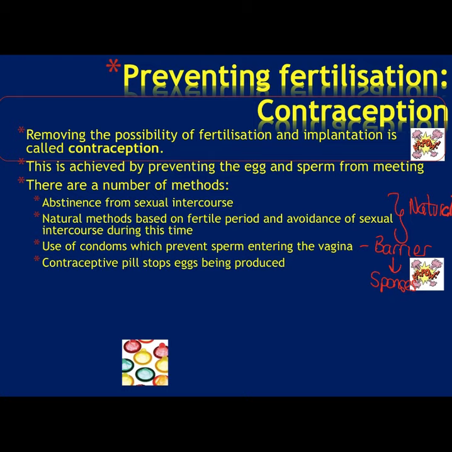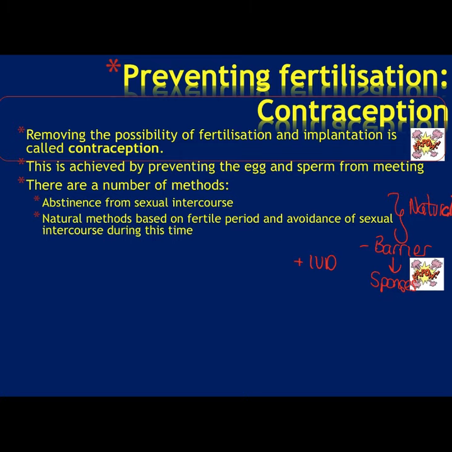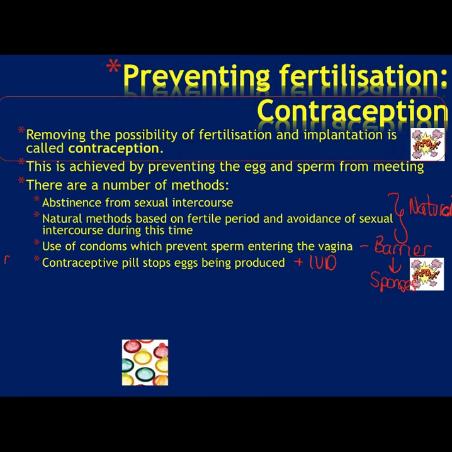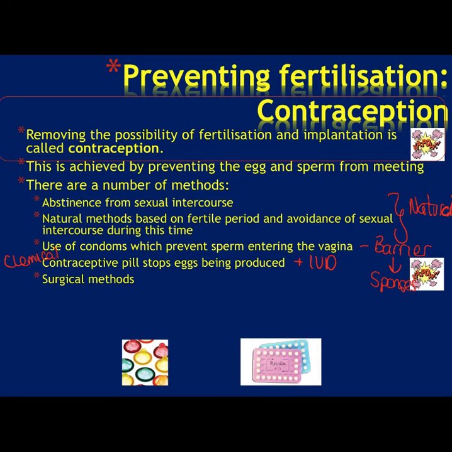You can also include things called IUDs, and these will prevent implantation occurring should an egg be fertilized. So this is a chemical method. These are chemical methods of contraception. And the last one are surgical methods.